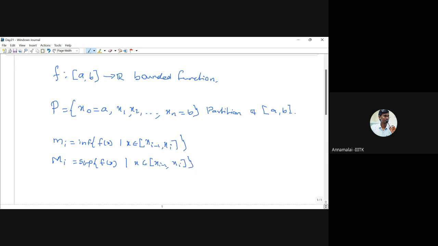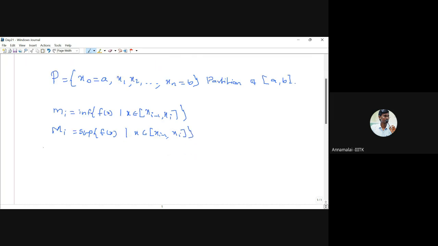Okay, now we define this delta r. So delta r is nothing but the length of the rth interval. So what is the rth interval? Length is given by the endpoints: xr minus xr-1, where r varies from 1 to n. So this is the length of the interval, delta r.